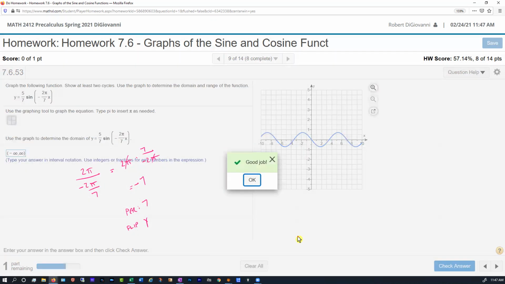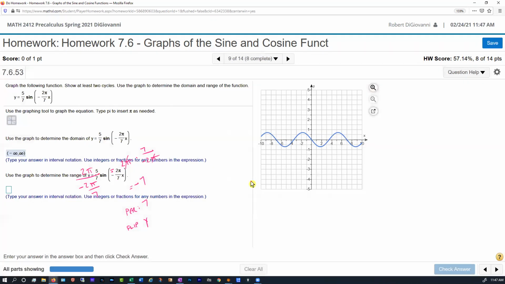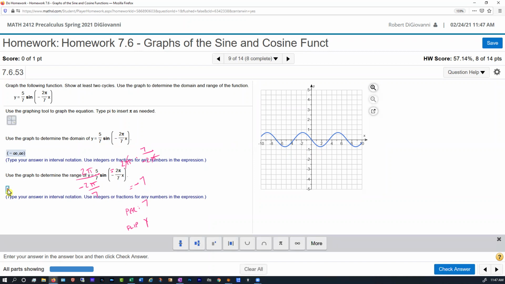Okay, now the range is going to be a little bit harder to see. All right, so let's see here. We have to remember we didn't move this thing up or down, and the amplitude was 5/7. So that means the lowest point should be -5/7 and the highest should be +5/7. So -5/7, comma, +5/7. Close it with a bracket.